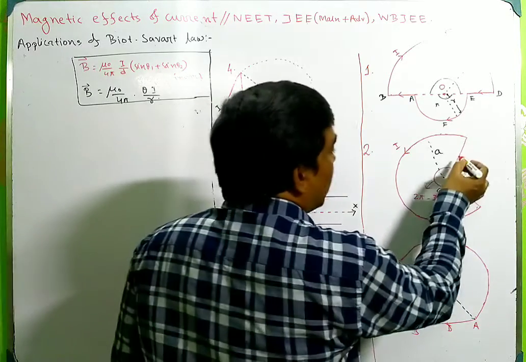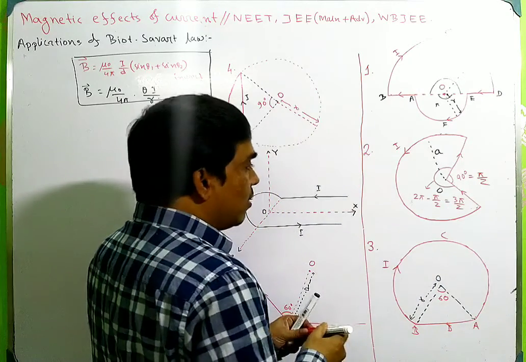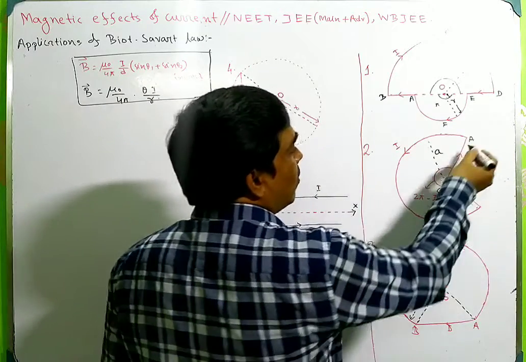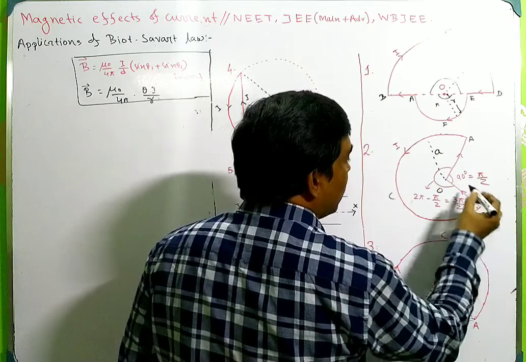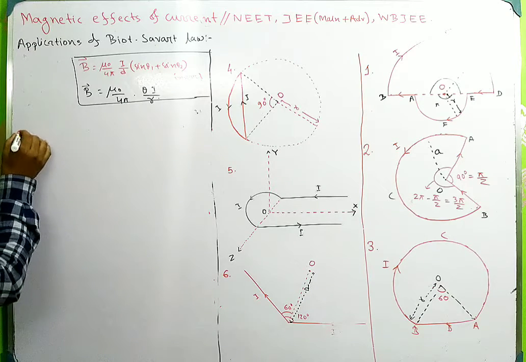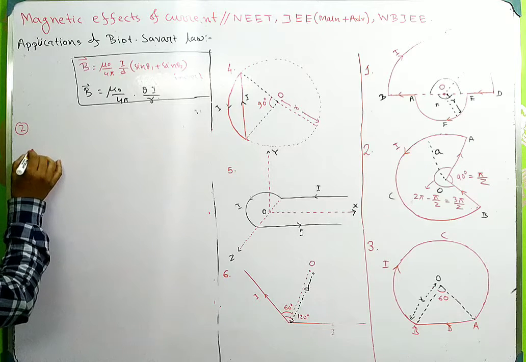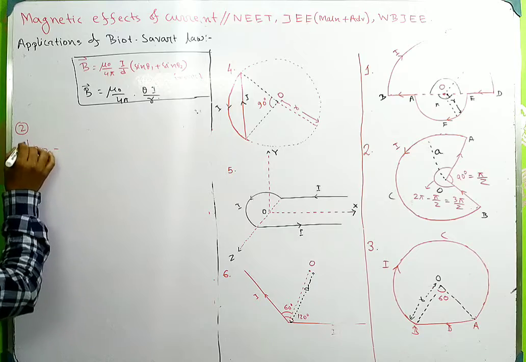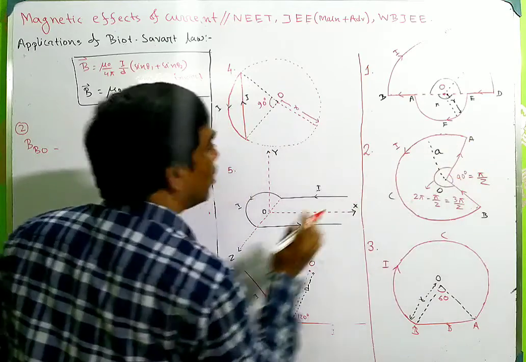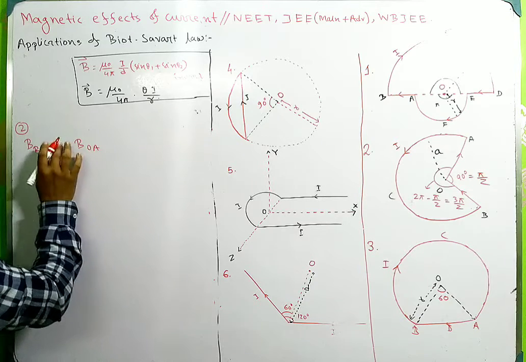The direction of the current is along this direction, and the current is along this direction. So there are 3 portions in this problem. This is A, C, this is B, suppose this is O. So for problem number 2, we need the magnetic field for portion BO, the magnetic field for the portion OA, and the magnetic field for the arc.